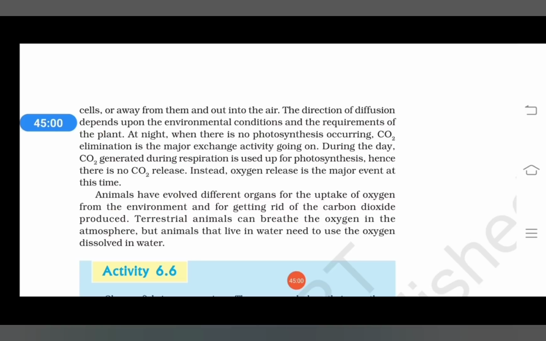At night, when there is no photosynthesis occurring, carbon dioxide elimination is the major exchange activity going on. During the day, CO2 generated during respiration is used for photosynthesis. Hence, there is no CO2 release. Instead, oxygen release is the major event at this time.